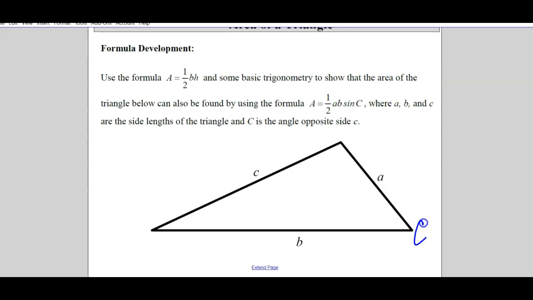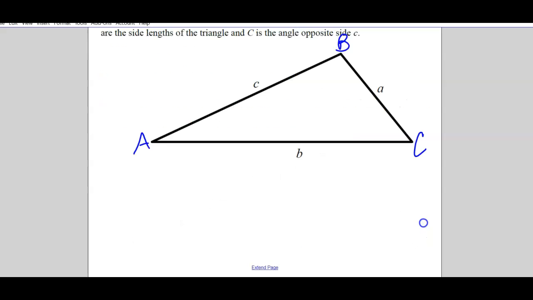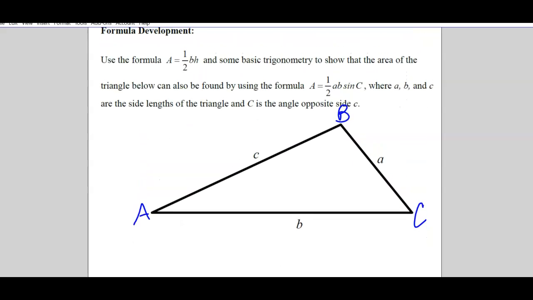capital B, capital A, okay? So normally, right, we would need base times height divided by 2, right? We don't know what that height is in a triangle like this. It's not a 90-degree triangle. So we would need to know that or know an angle.